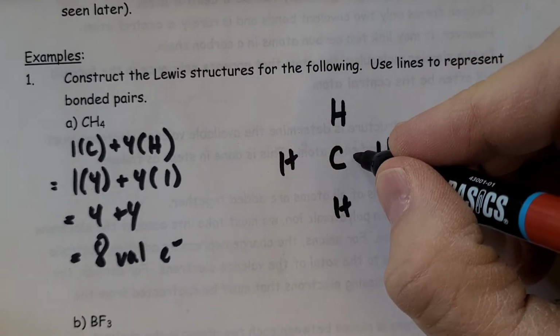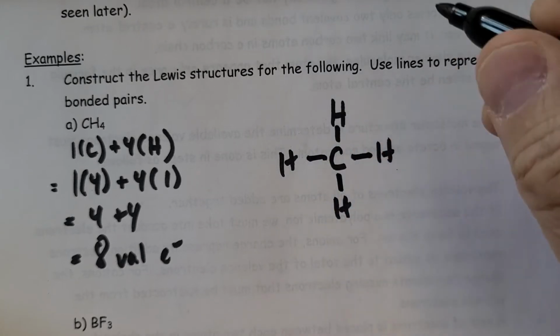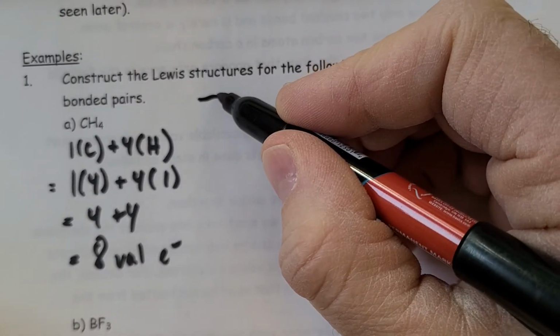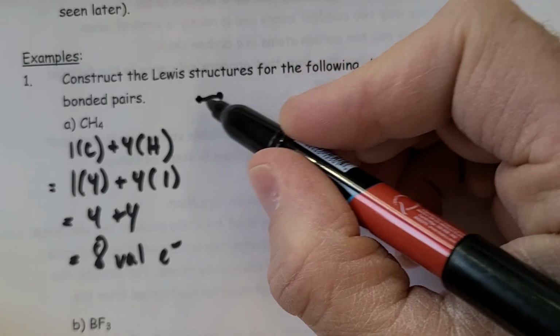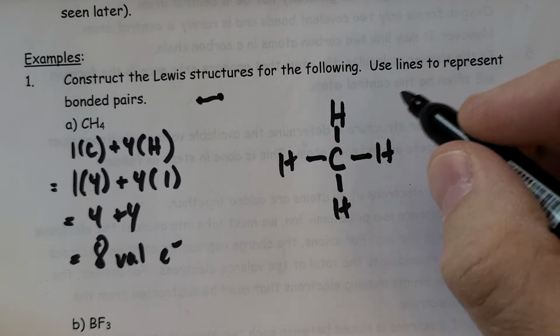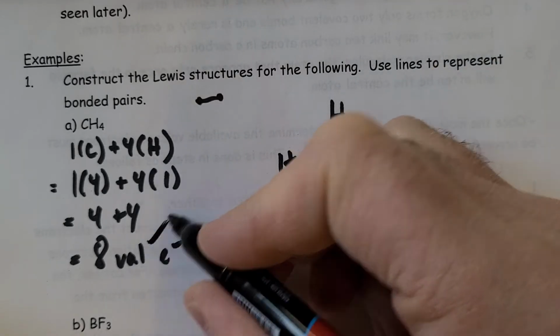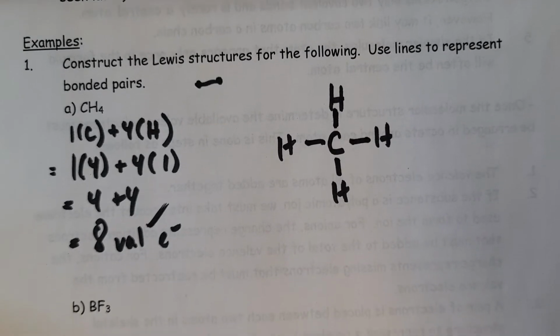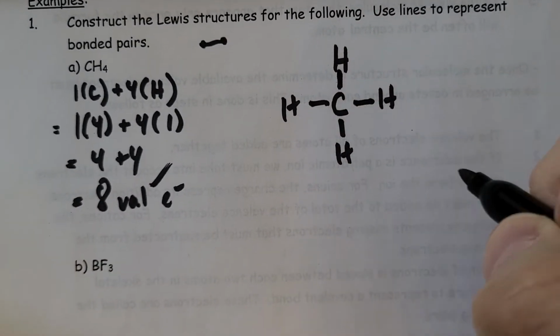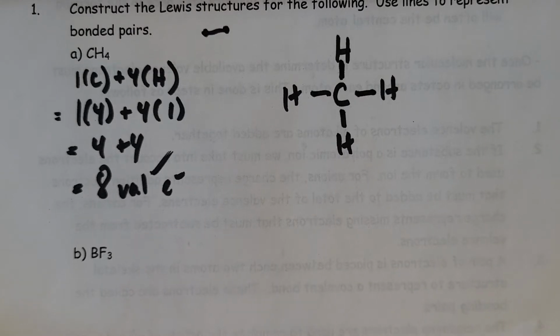Then we join these up with a shared pair. If we recall, a single line represents 2 electrons. You can think of each one contributing an electron. So if we take a look at what we have here, we have 2, 4, 6, 8. That's in fact how many electrons we have to share. So that structure is complete. Methane, CH4, looks like that.